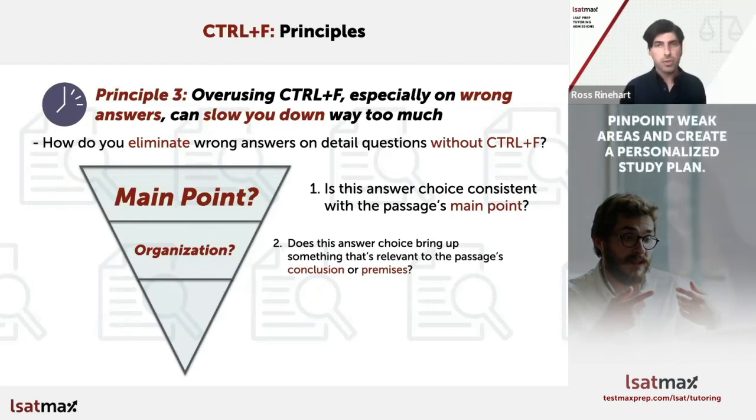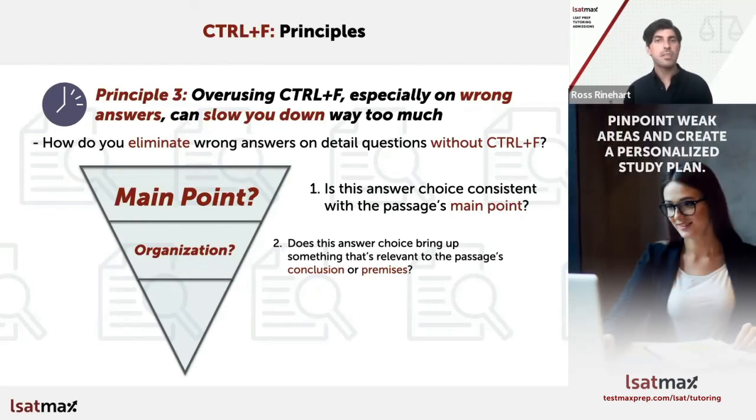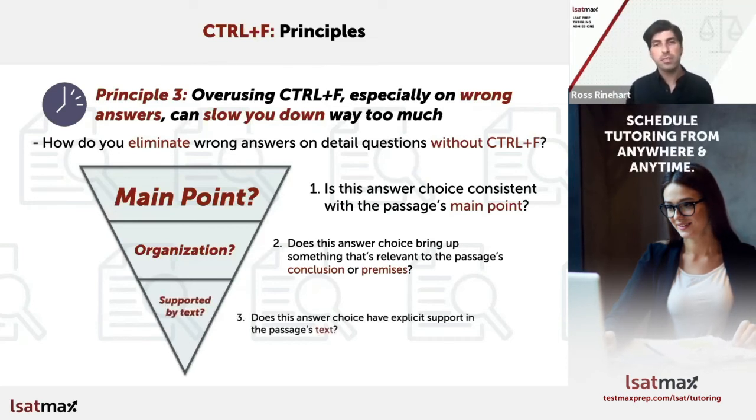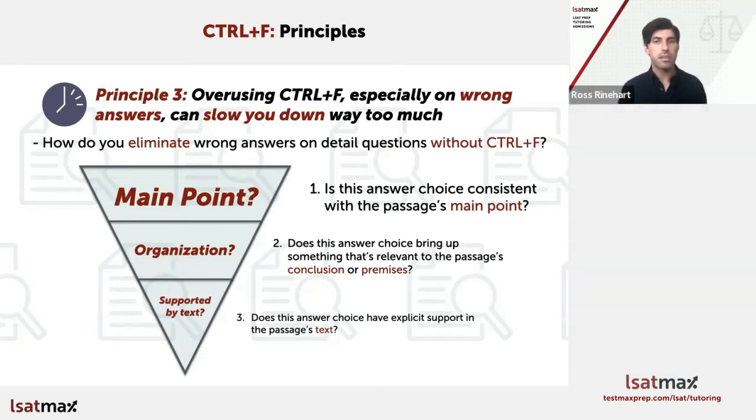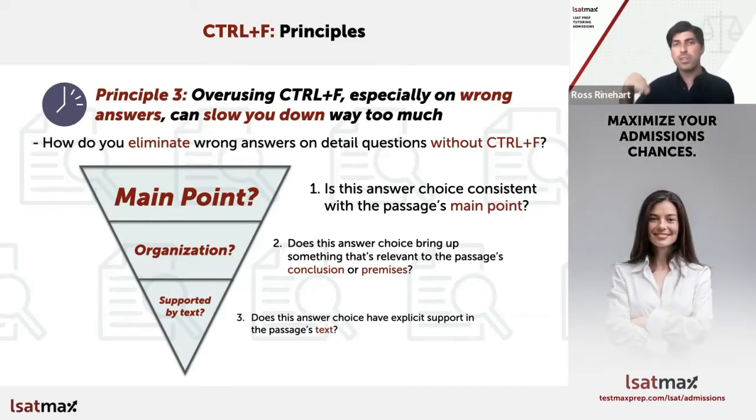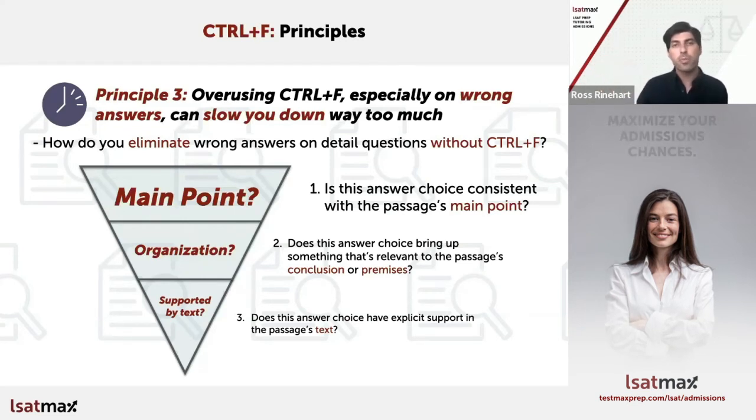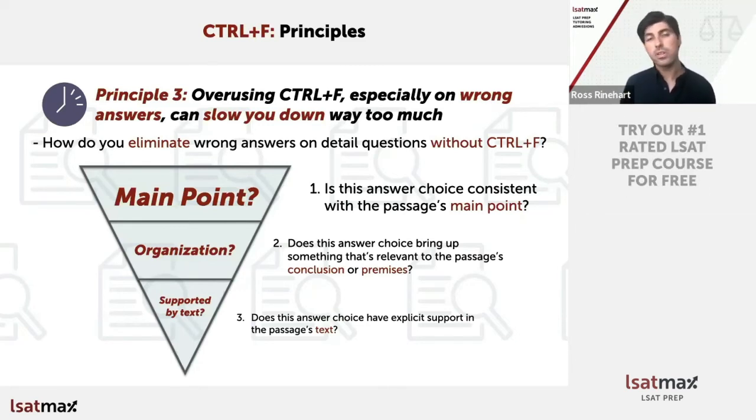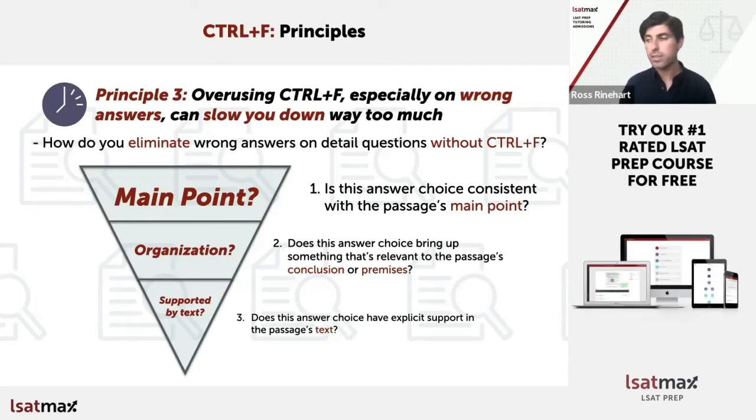However, if the answer choice is consistent with the main point, if it's in line with the passage's organization, then you can check if it's supported by the text. Then you can look in the text and see if it has that explicit support, and you can use Control+F to do so if you want to. But by using those first two questions, is this consistent with the main point? Does this conform to the organization? You'll be able to eliminate a lot of answer choices without having to look back at the passage at all. And then you won't be relying on researching the passage or overusing Control+F to confirm that that answer choice is incorrect.